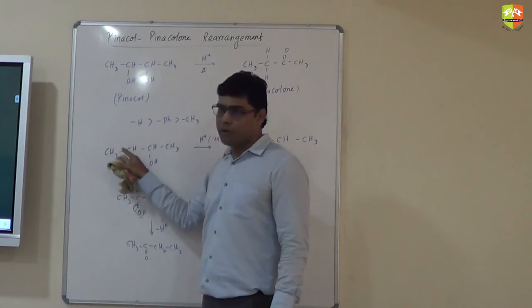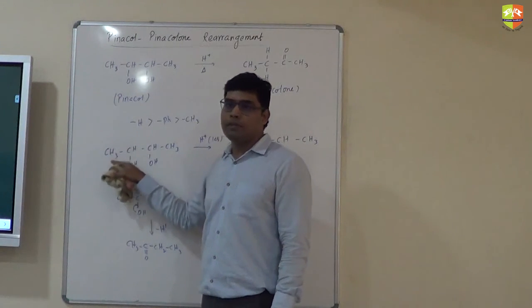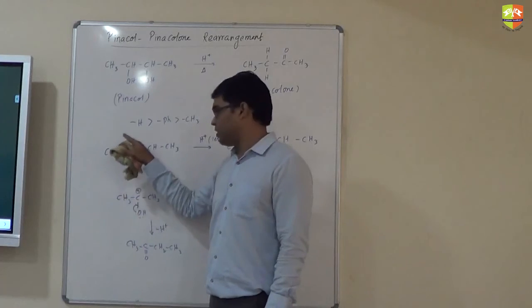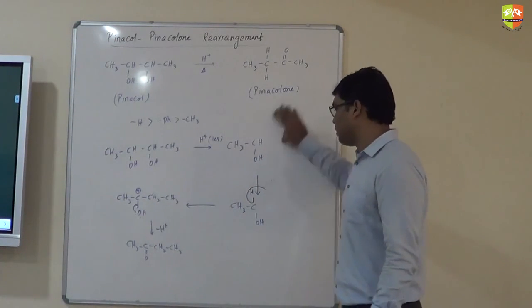When you have this kind of question, either you get phenyl or you get a tertiary alkyl group present here, then secondary, hydrogen, methyl. So easily you can compare which one is the better electron donor.